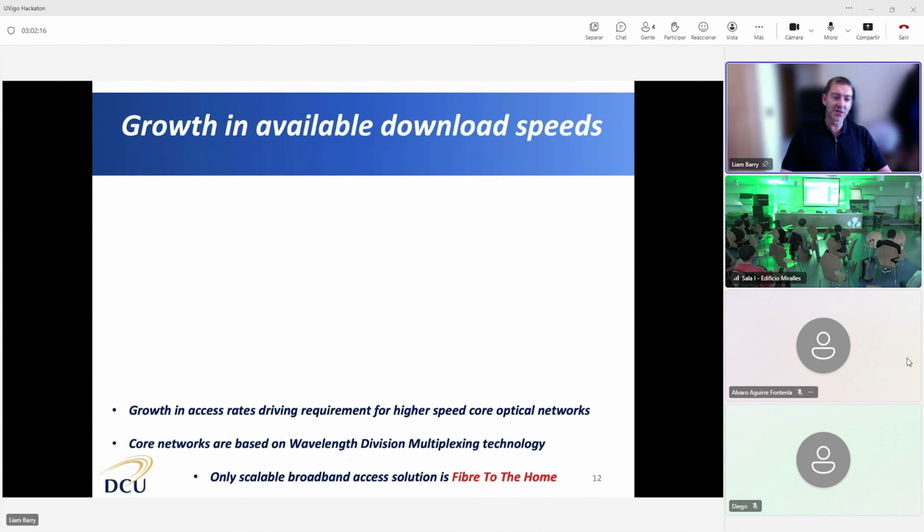In terms of the home usage, if you're getting a gigabit per second or more, that's probably because your home or somewhere where you live is connected very close to optical fiber.